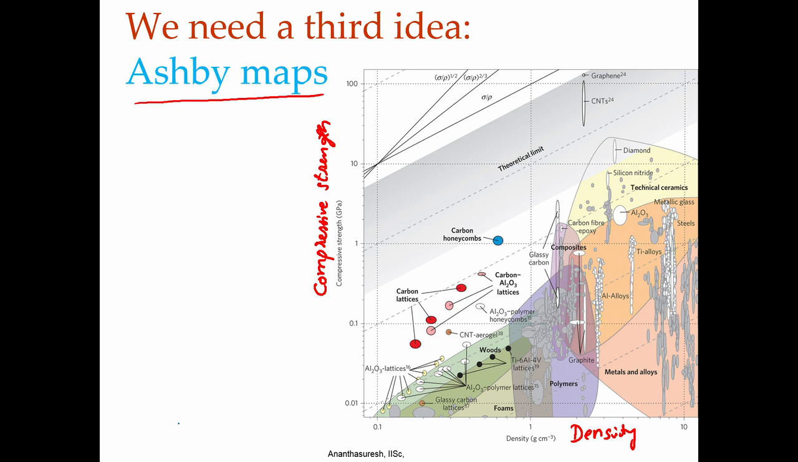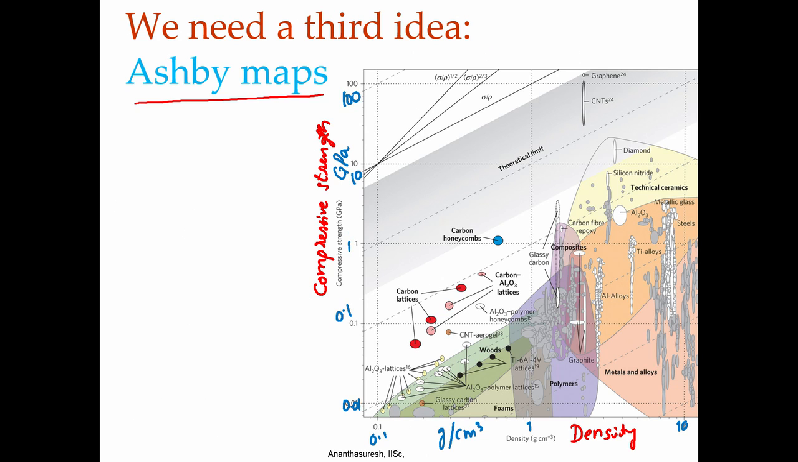Usually it will be a log plot, because here it is 0.1 gram per centimeter cube, this is gram per centimeter cube, and this is in gigapascal. And of course it is log scale, because gram per centimeter cube, this is 0.1 and this is 1 and this is 10. Similarly, this is 0.01, this is 0.1, this is 1, this is 10 and this is 100. Okay, it is a log scale.